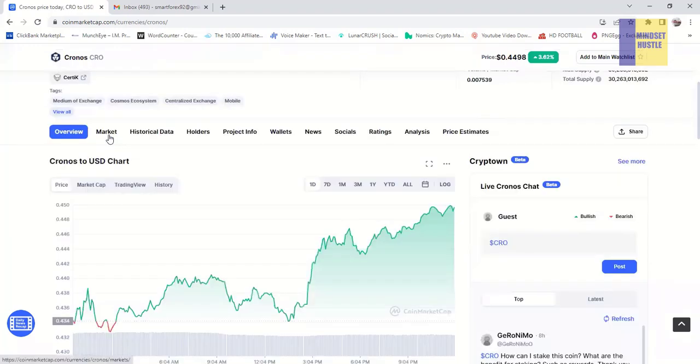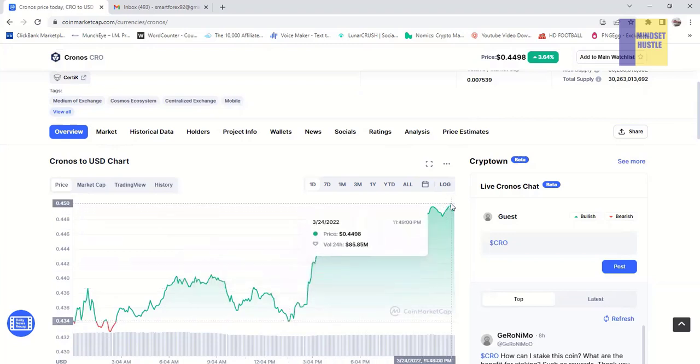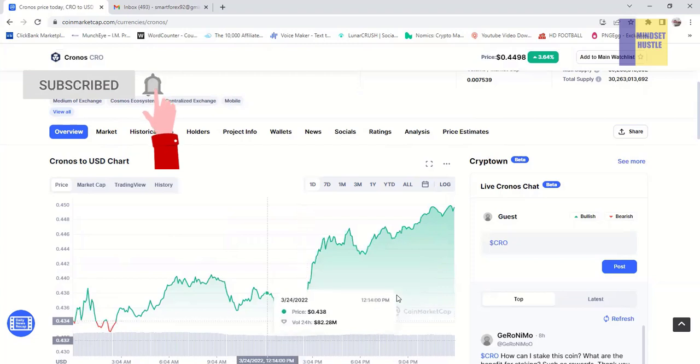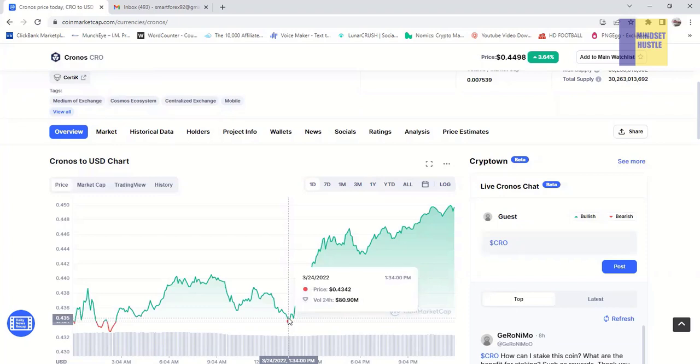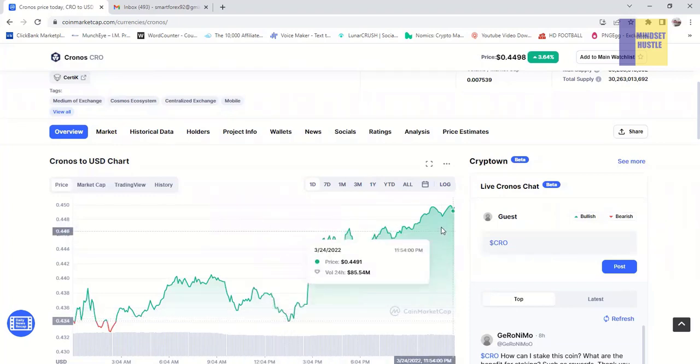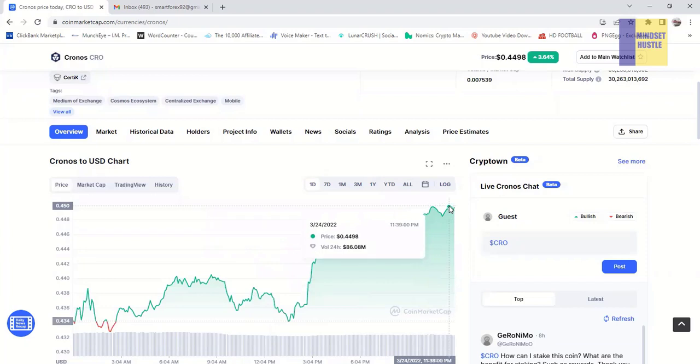Now, if we come to the market, as you can see, I posted this on my status yesterday when the price was around 0.43. Today it went as high as 0.4498, almost 0.45. You get it? So you can see that it did almost a 4% increment. So those who bought yesterday when I posted it on my status and on my Telegram page, by now have at least gotten some profit in addition to what they bought.